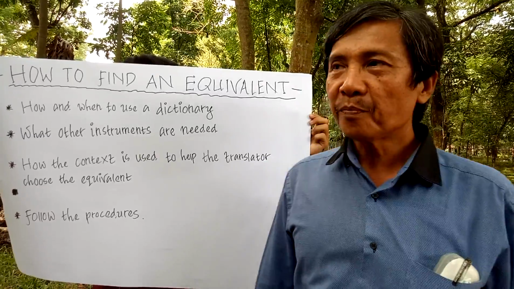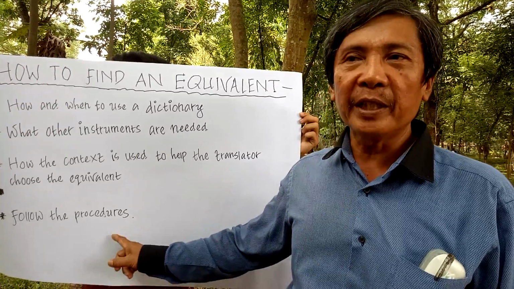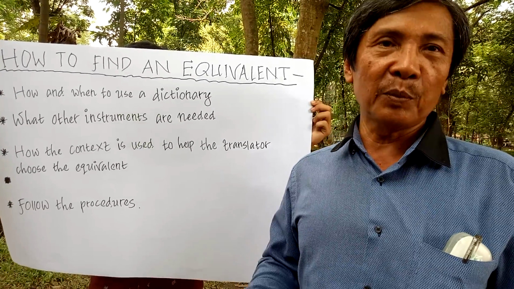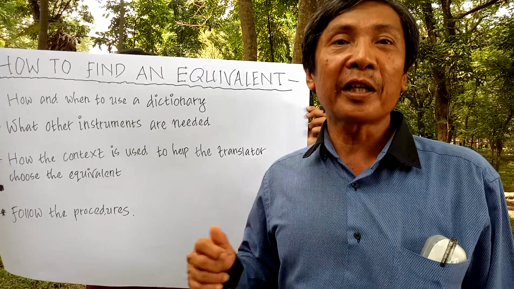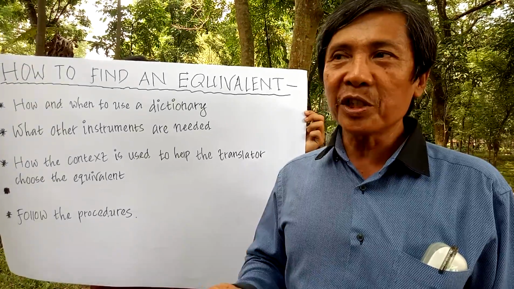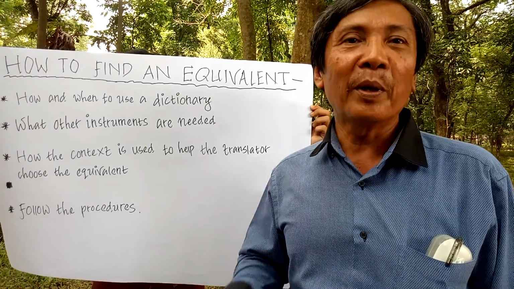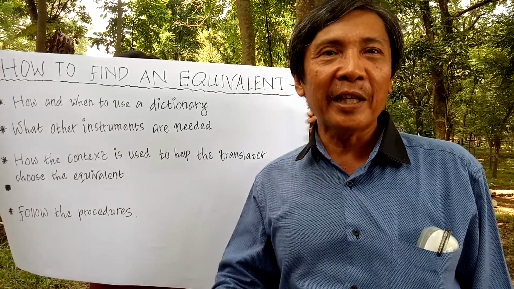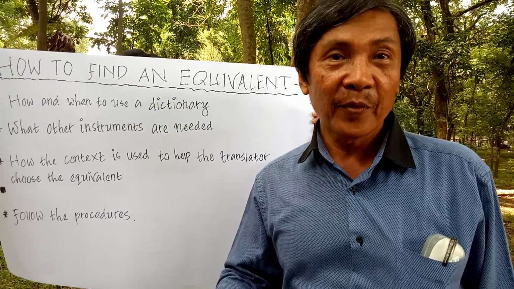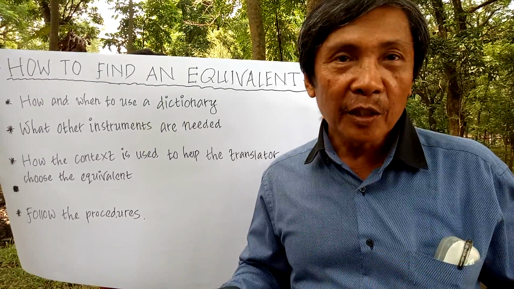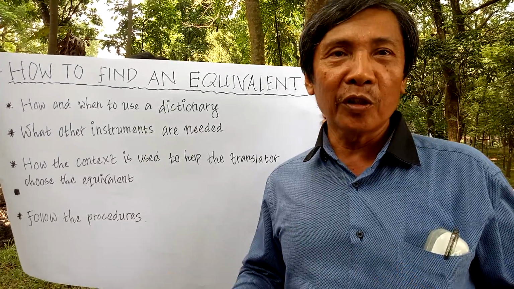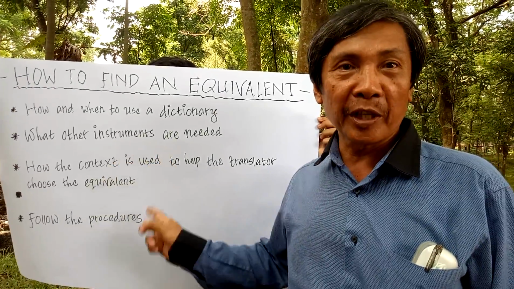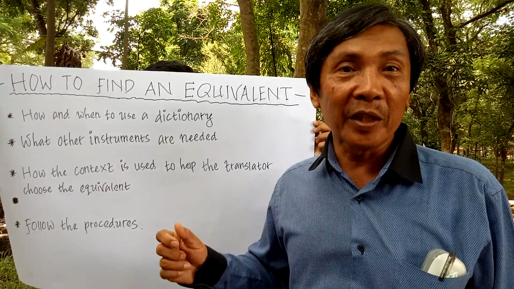Now, that is the procedure: you have to read, and then you have to check whether the equivalent is acceptable or communicative in the target language. That is the most important thing that a translator must remember. You cannot just use your dictionary as soon as you see an unfamiliar word. Instead, you have to read the whole text and understand the context of the word before you find the equivalent in your dictionary. I mean the bilingual dictionary.